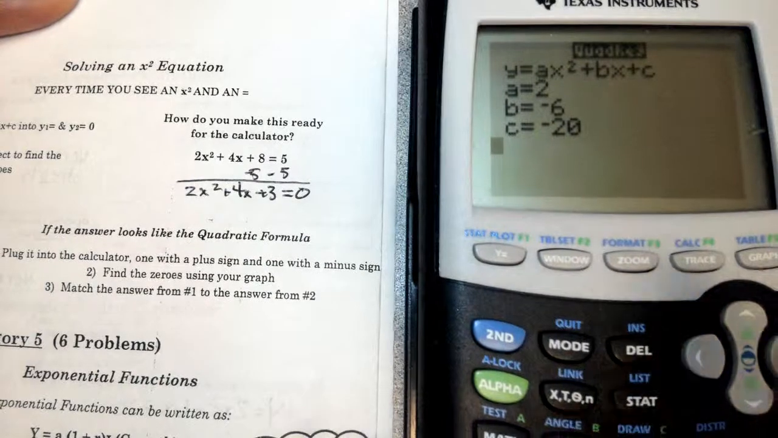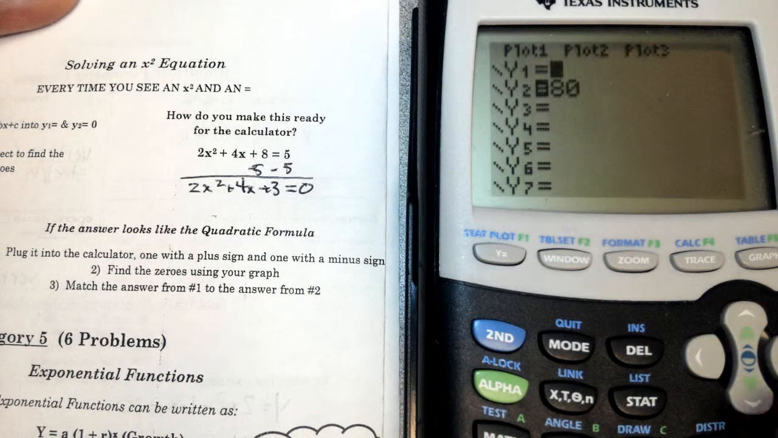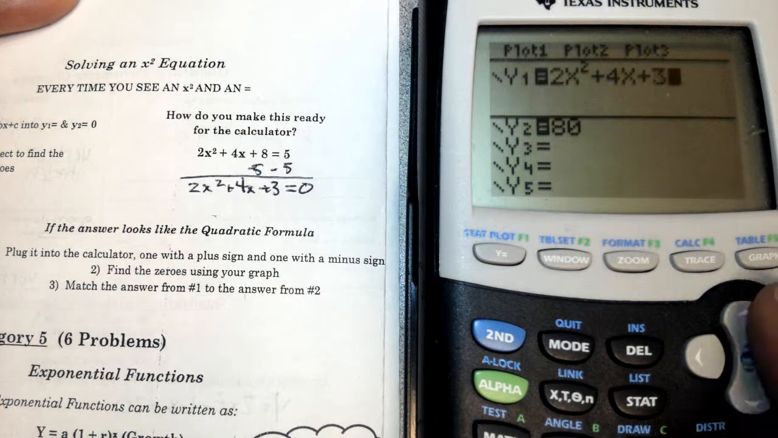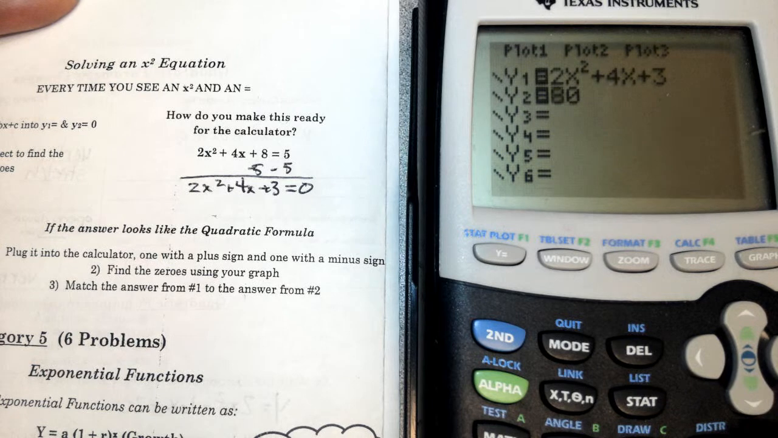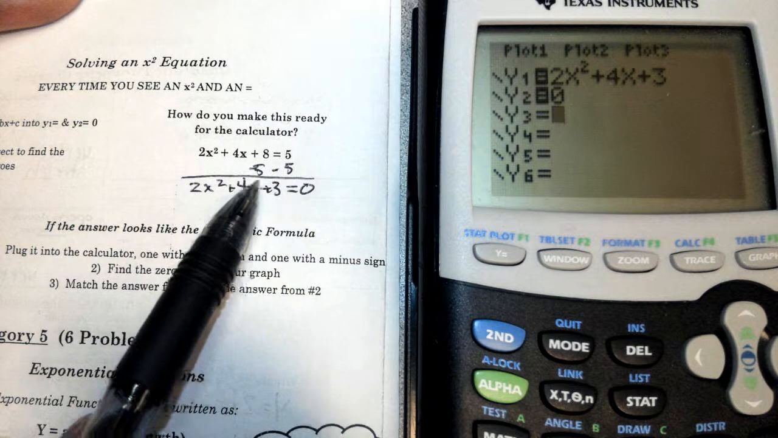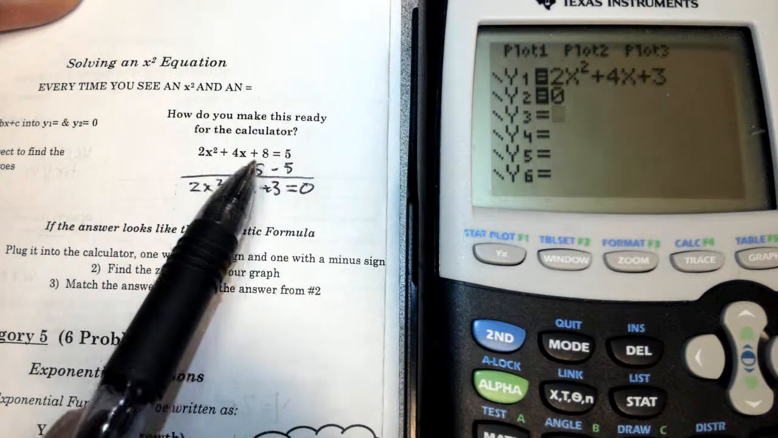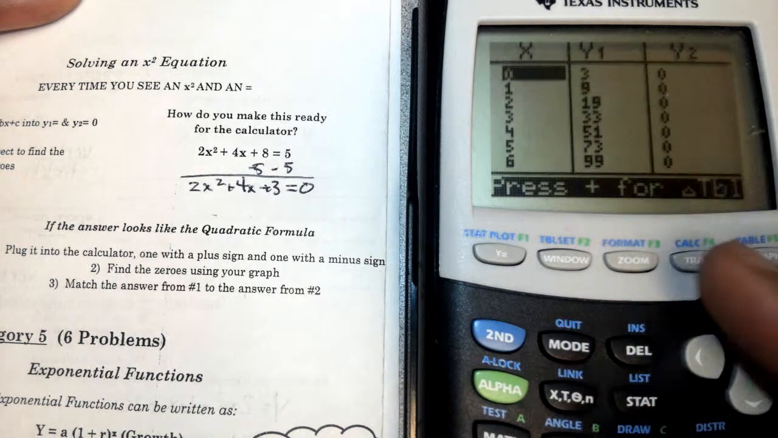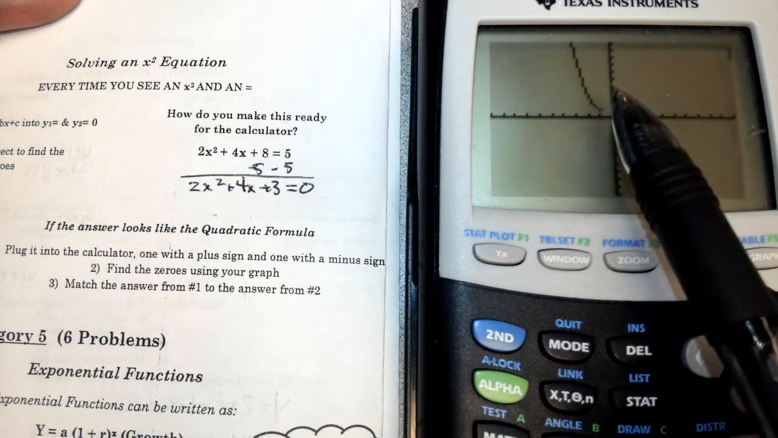So let's put this here. Clear. Right. 2x squared plus 4x plus 3. And then 0 in the y2. So make sure you do that part. The quadratic, in order to solve it, has to equal 0. Then we go to graph it, because we're going to graph 2 lines.